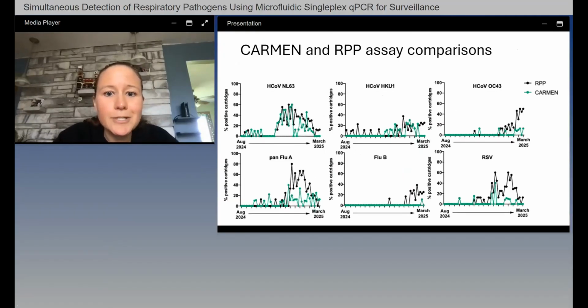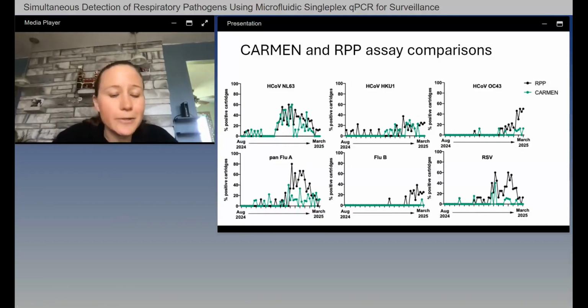Where things were pretty interesting is the trends for Carmen and RPP for some of the other targets. I'm showing on the top line seasonal coronaviruses NL63, HKU1, and OC43. You can see for NL63 in particular, it was really cool to see that the trends for both of those assays were the same. We also picked up a little bit of HKU1 human coronavirus, and where things seem to be improved when using the RPP assay is some of these other targets.